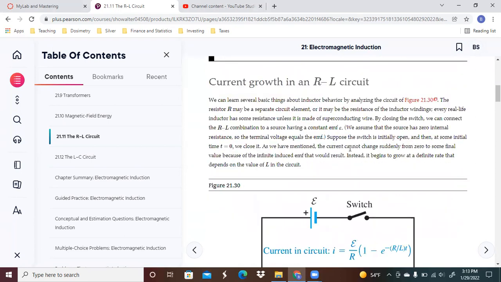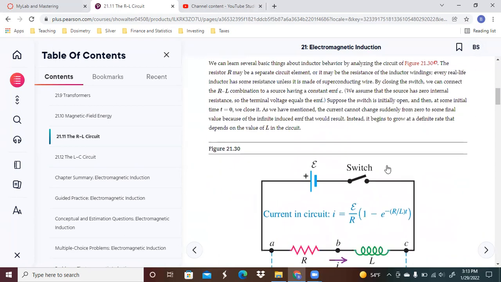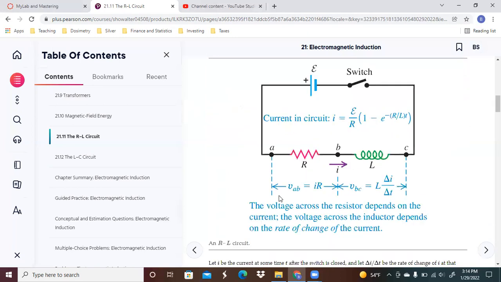So if we look at a circuit, the resistor may be a separate circuit element, or it may be the resistance of the inductor windings. Every real life inductor has some resistance unless it is made of superconducting wire. When you close a switch, we can connect the RL combination to a source having a constant EMF. So let's say it's initially open, then at some point t, it's closed. As we've mentioned, the current cannot change suddenly from 0 to some final value because of the infinite induced EMF that would result. Instead, it begins to grow at a definite rate that depends on the value of L in the circuit.